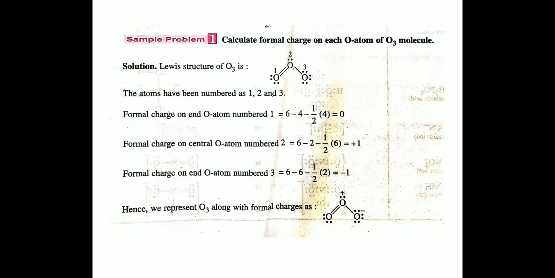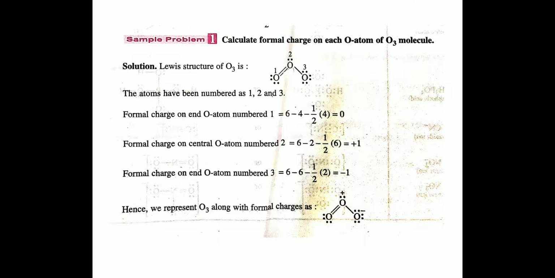Formal charge on oxygen number 1 equals 6, which is the number of valence electrons, minus 4, which is the number of electrons in lone pair, minus half the number of shared electrons, that is 4. Why we are writing 4 is that there are 2 bonds and in one bond there are 2 electrons. We have already learned about it. So, since 2 bonds are there, we are taking the number of shared electrons as 4. So, in total we get 0.